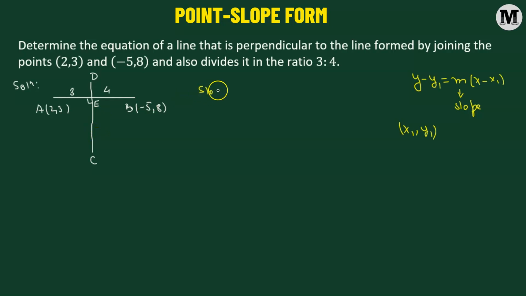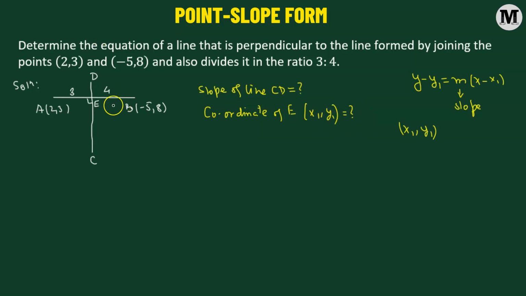So let's write down whatever we need to find out. We need to find out the slope of line CD, and we'll also need to find out the coordinates of the point E, because once we know the coordinates of point E, that's nothing but the point that's going to lie on the line CD, and that will correspond to (x1, y1). So the coordinates of E, which is (x1, y1), is what we also need to obtain. So how shall we proceed with this problem?